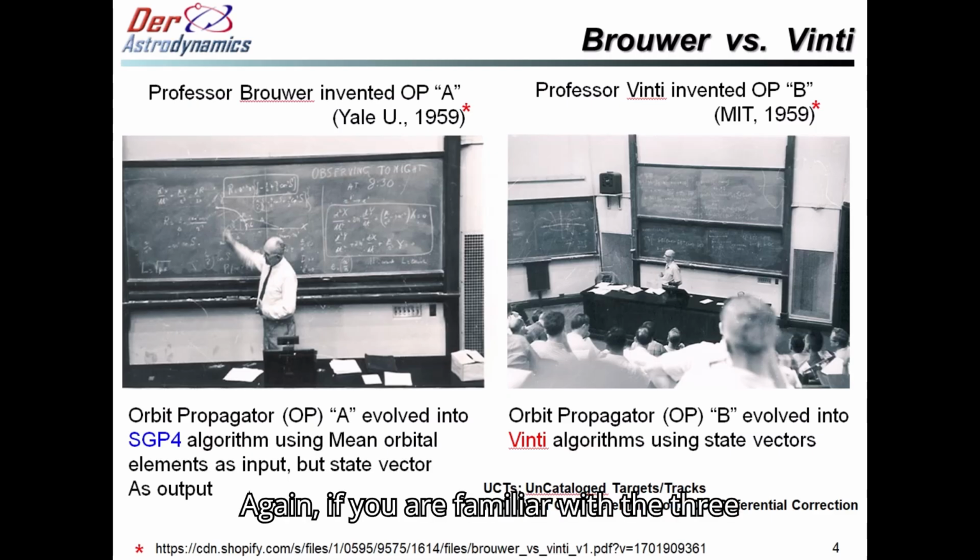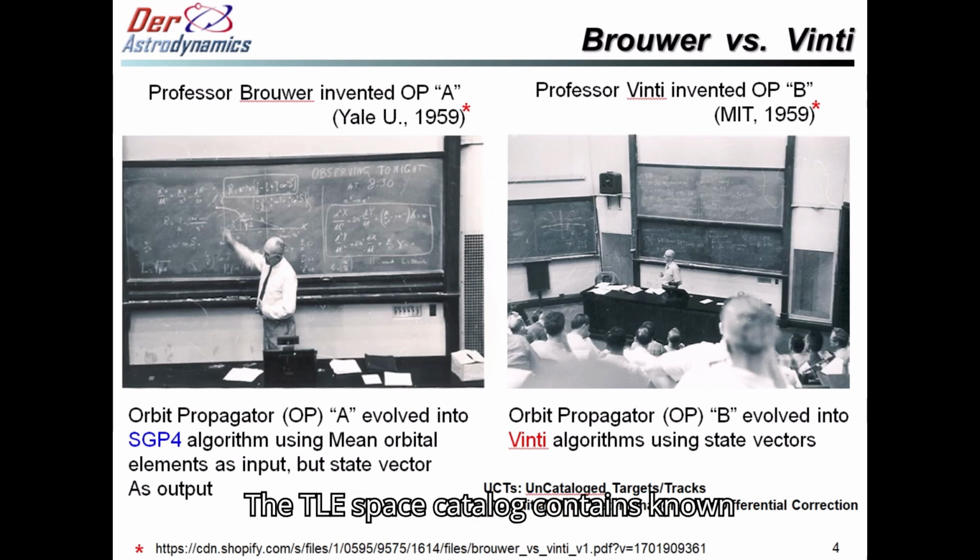Again, if you are familiar with the three preliminary topics, you may skip to the videos of track association, also known as correlate observations, initial orbit determination, IOD, and differential correction, DC. In 1959, Bauer and Winty invented independently analytic perturbed orbit propagators A and B respectively, which have been developed further into the HB4 and Winty algorithms.